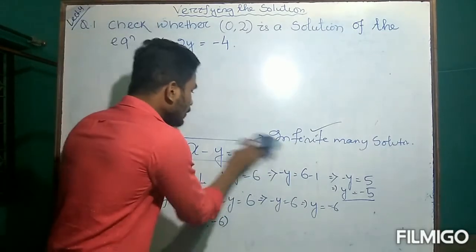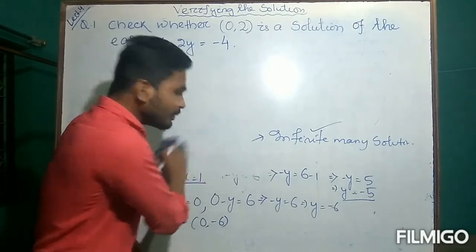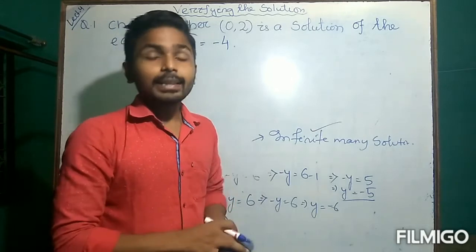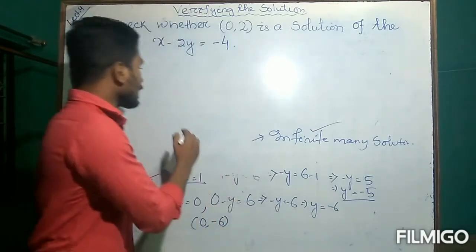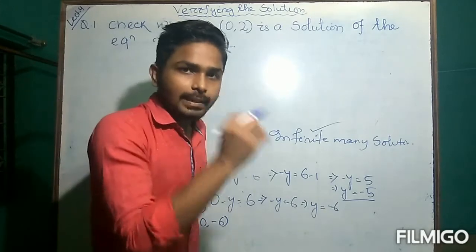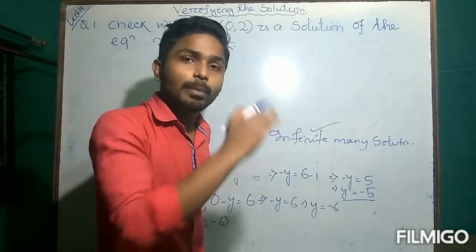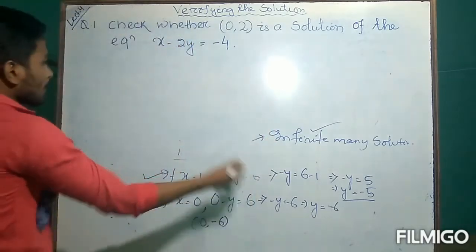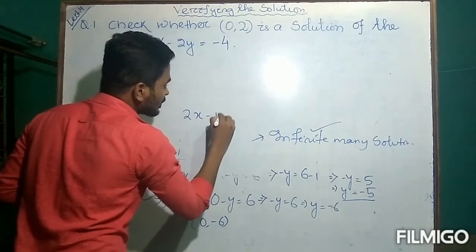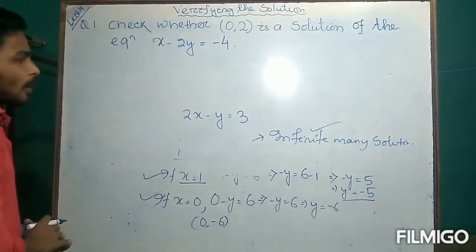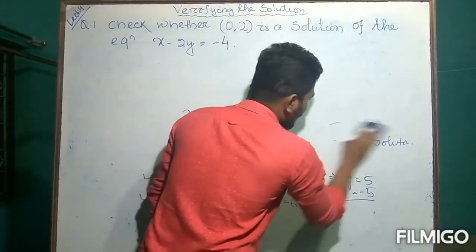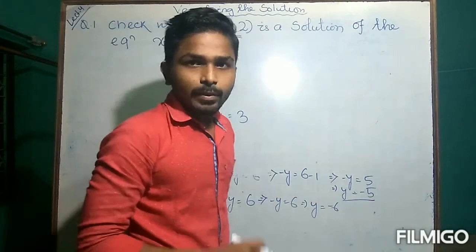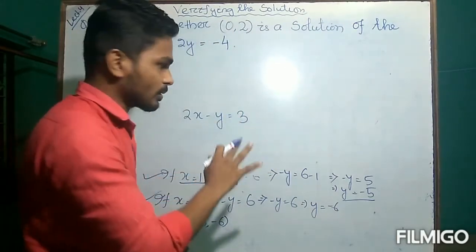Understood? Now we will discuss the case where the solution of a linear equation is already given. Then we have to verify whether that solution is the exact value of x and y for that equation or not. Suppose there is the equation 2x minus y is equal to 3. It is a linear equation in two variables. Here you don't need to find the solution. The solution is already given in the question.